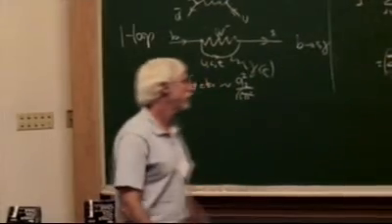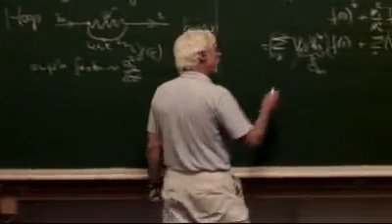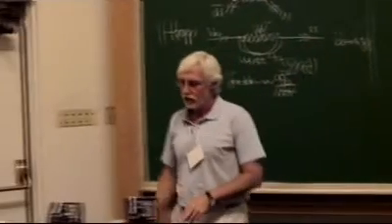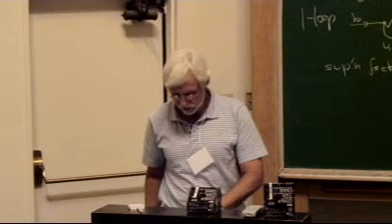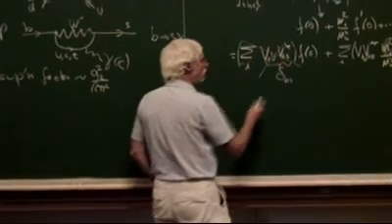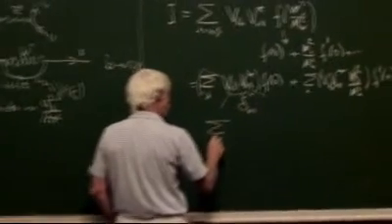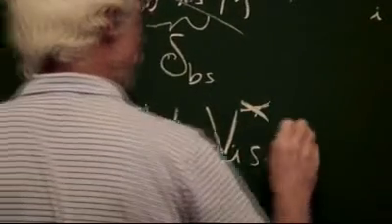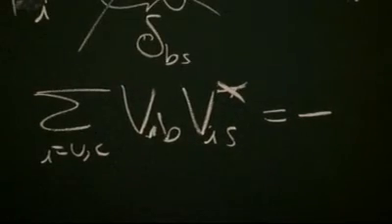There's one nice thing that I'd like to point out, which actually comes in very handy. If we use this fact, the fact that this is unitary, you can rewrite this sum. This is the sum of 3 terms that add to 0, so I can use this to write the sum of 2 terms, V_ib V_is star, to be the negative of the third one.